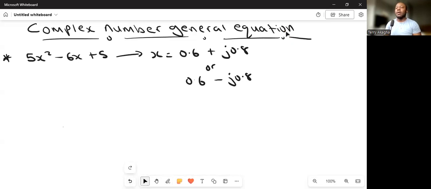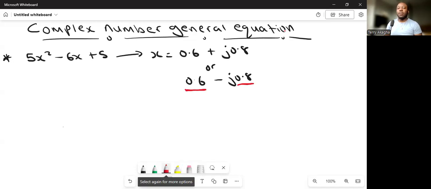Now, if you look at this number carefully, you will see that this is a mixture of both real numbers and imaginary numbers. So a complex number has a mixture of both real numbers and imaginary numbers. Like in this case, this is the real number, and this 0.8 is the imaginary number, all right?